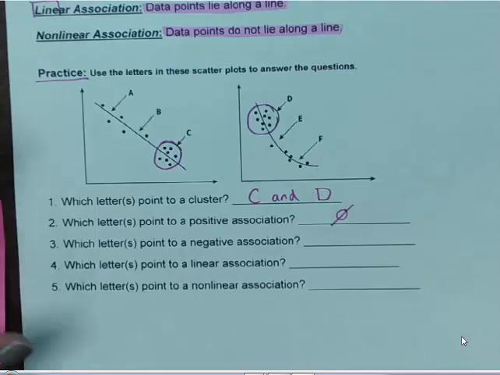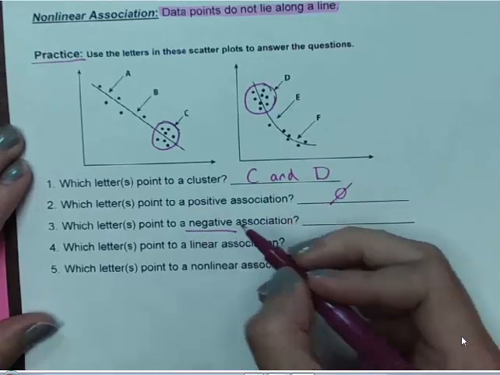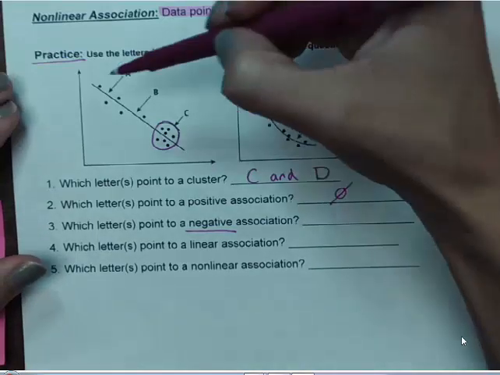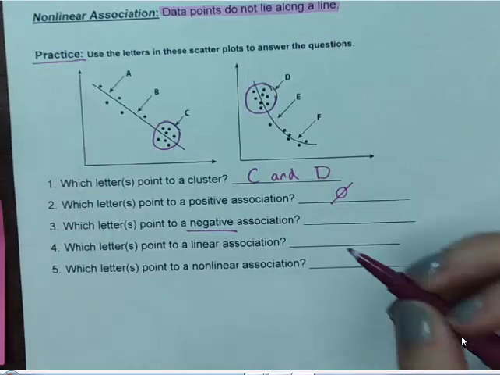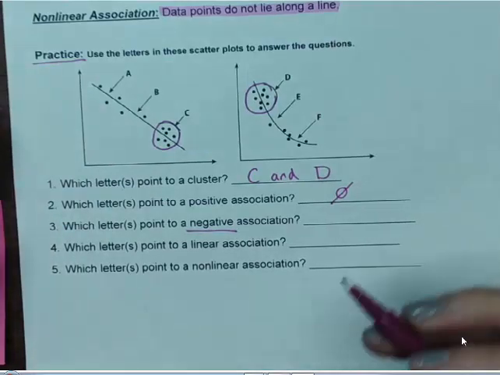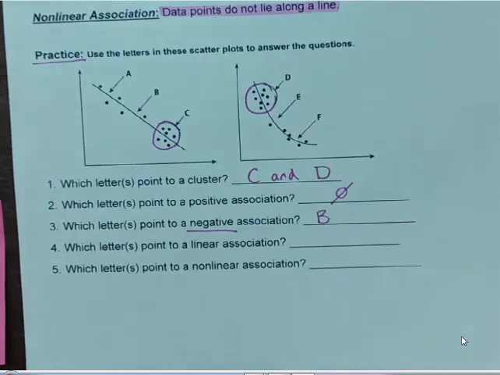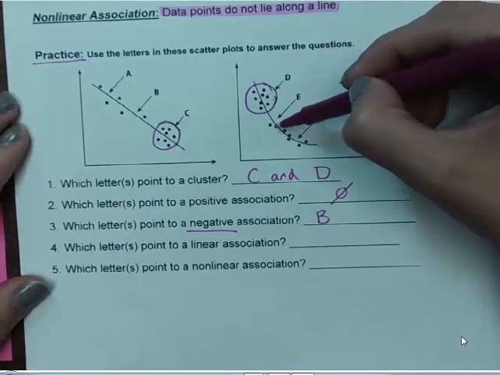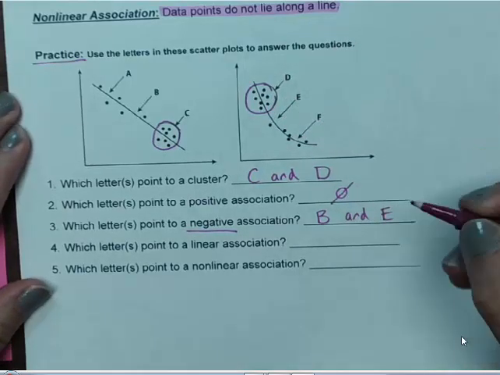What about a negative association? So again, negative means it's going down from left to right. My X values increase and my Y values decrease. So from left to right, this is going down. So I know that this graph right here would represent a negative association. So I'm going to put B, because I think B is pointing to that line. Okay, and I also am going to look at this graph, and again, it's going down from left to right. So I'm going to put E, because I feel like the letter E is pointing to that negative association as well.